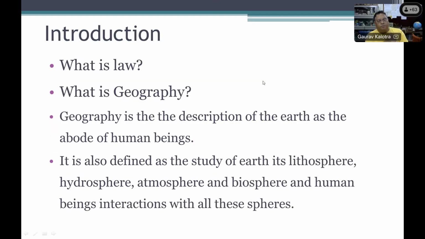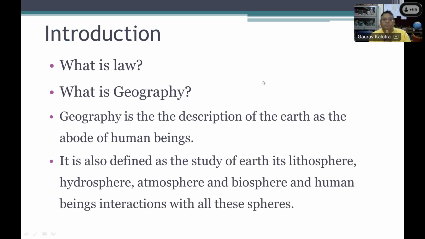So, in introduction, what is law? All of you know law better than me. All of you are teaching law in various colleges and universities of this country. So you will be knowing law better than me. So I'll be just telling you about what is geography. Now, geography is the description of the earth as the abode of human beings.